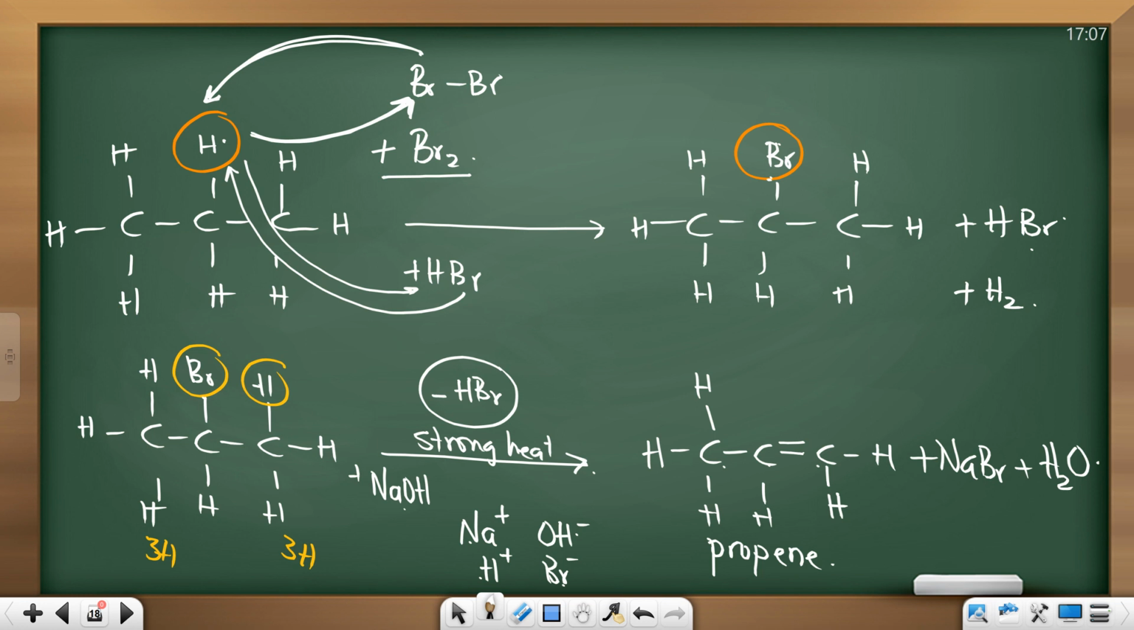Why? You cannot have prop-2-ene. Make sense? It's propene. If it's more than 3 carbons, then I can start changing the number. I don't know if it makes sense, because if I remove this one and bring it here, it is still on carbon number 1.